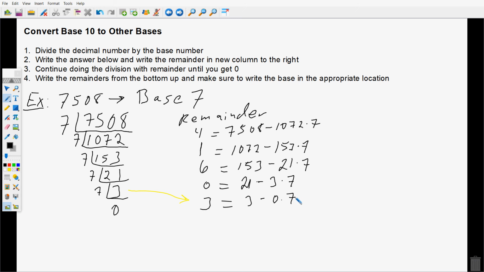Now, the last step up on top says write the remainders from the bottom up. So my remainders are 3, 0, 6, 1, 4. Bottom up.